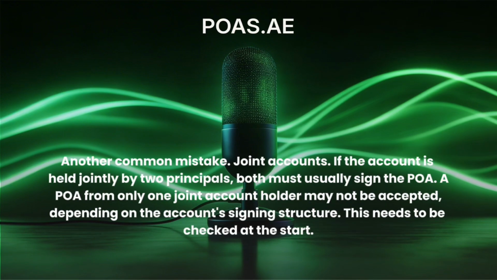Another common mistake: joint accounts. If the account is held jointly by two principals, both must usually sign the POA. A POA from only one joint account holder may not be accepted, depending on the account's signing structure. This needs to be checked at the start.